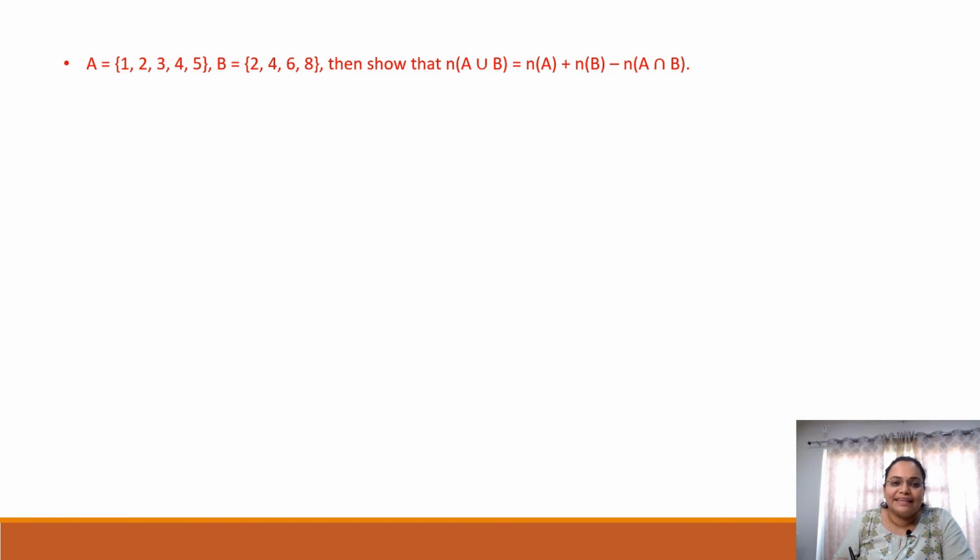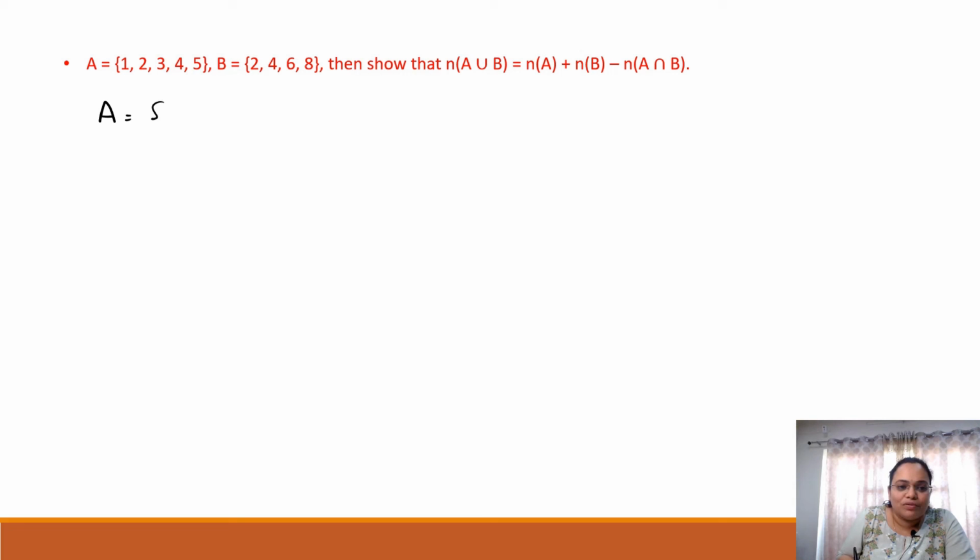So we will take an example. A is equal to 1, 2, 3, 4, 5. B is equal to 2, 4, 6, 8. Then show that n of A union B is equal to n of A plus n of B minus n of A intersection B.